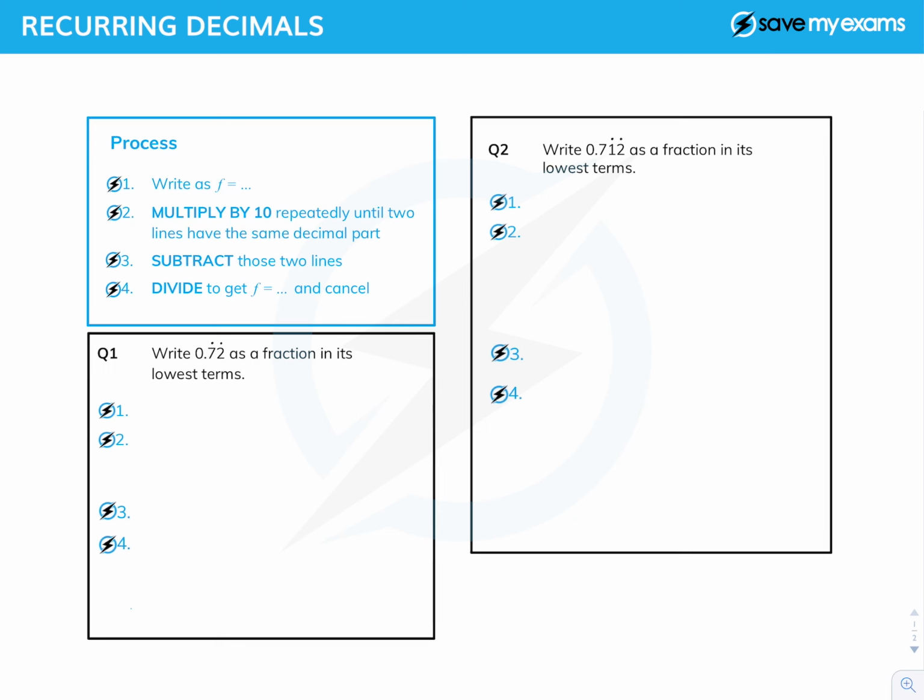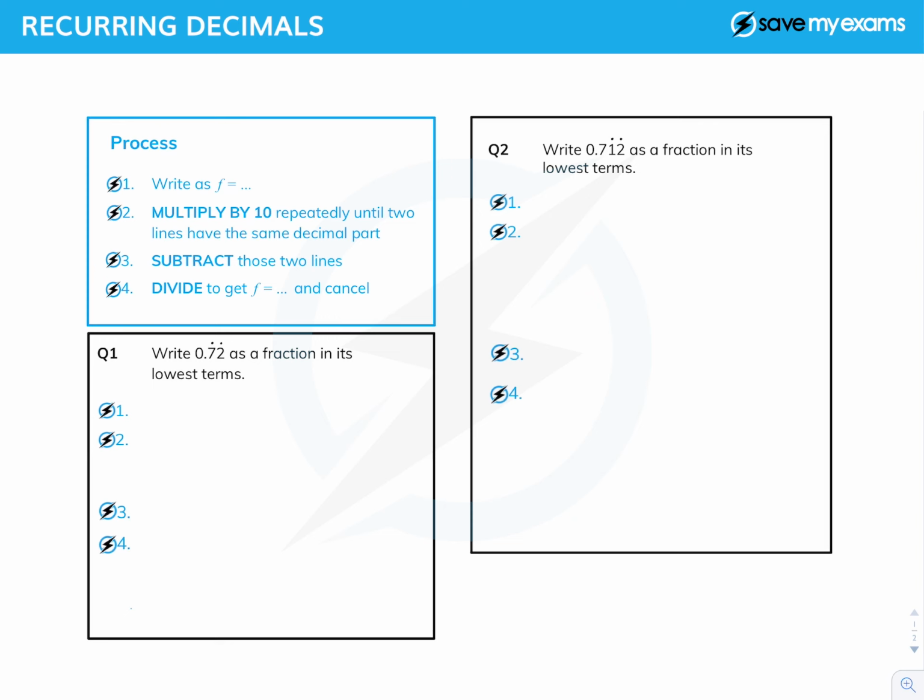And you'll see that I've come up with a 4-step process. Some of the steps are very easy. We've got write our fraction as f equals. That's quite straightforward. The second step is we multiply by 10, and we keep multiplying by 10 until two lines in our working have the same decimal part. We'll see what that means in a minute. We then subtract those two lines and we divide to get f equals again, and we cancel to make sure it's in its lowest terms. So let's apply that process to the first question.